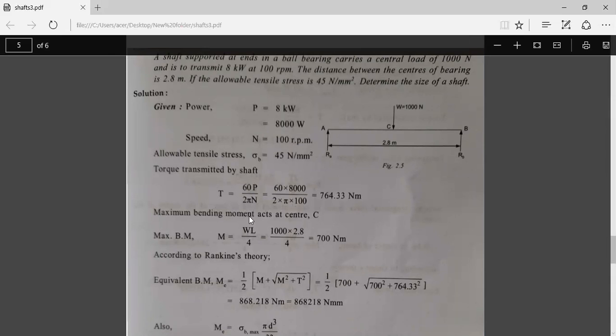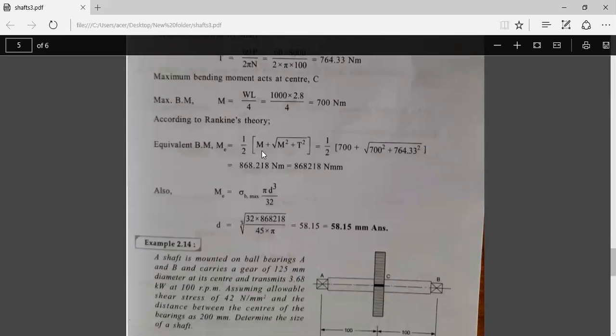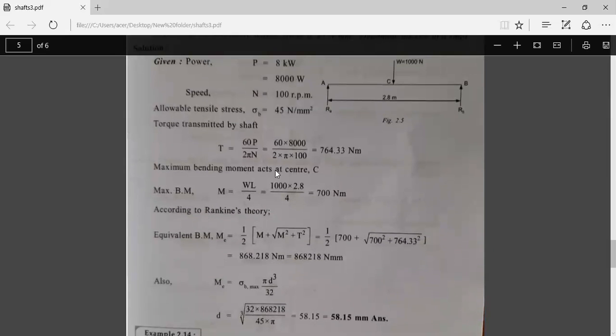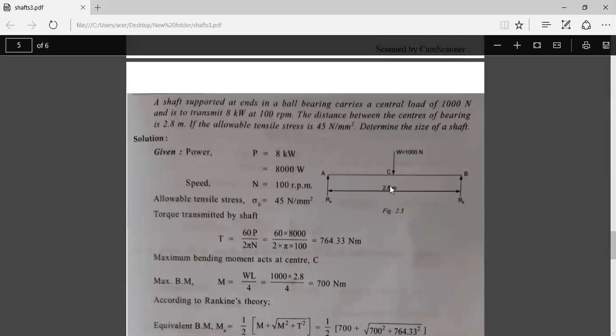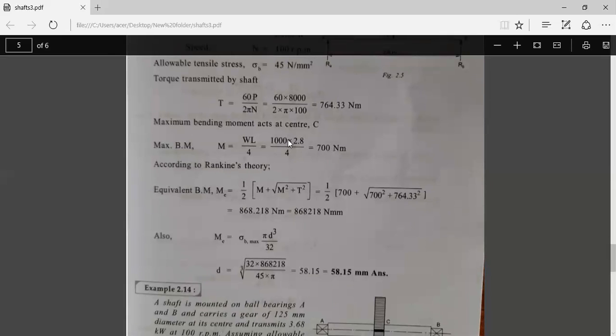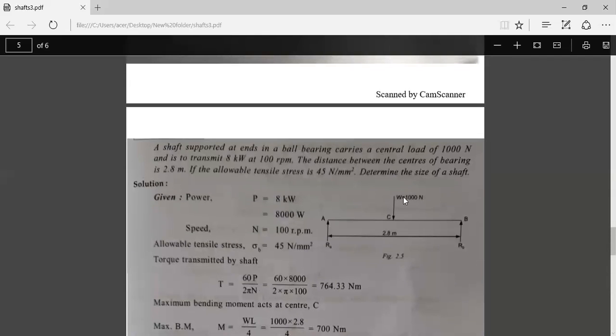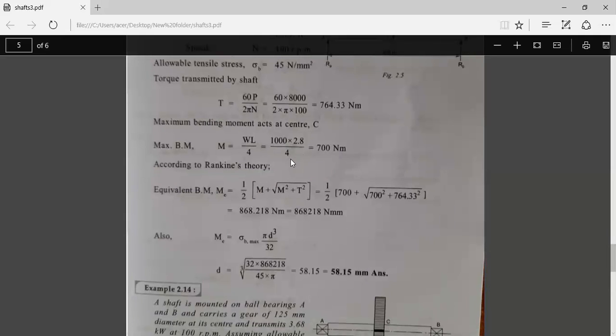And next we need M value. So for this, maximum bending moment acts at center C, because a central load of 1000 Newton is acted on the shaft. So maximum bending moment also occurs at center C. So for that, M is equal to WL by 4. ఇది మనకు strength of materials లో వచ్చింది, solid mechanics లో WL by 4 అని. So load ఎంత 1000 here and length of the shaft 2.8 divided by 4 చేస్తే నీకు M value వచ్చింది. ఇవి రెండే మనకి ఇందులో తేడా.